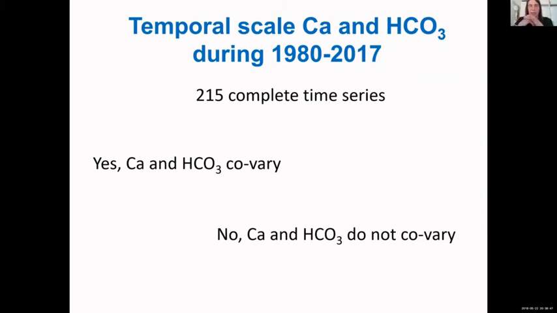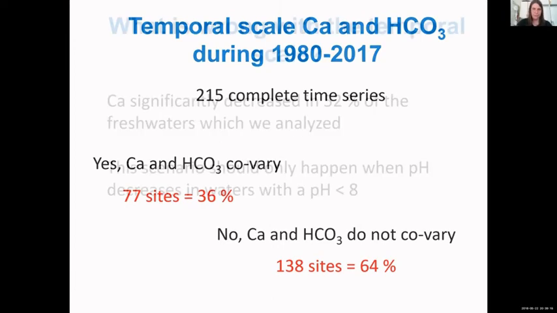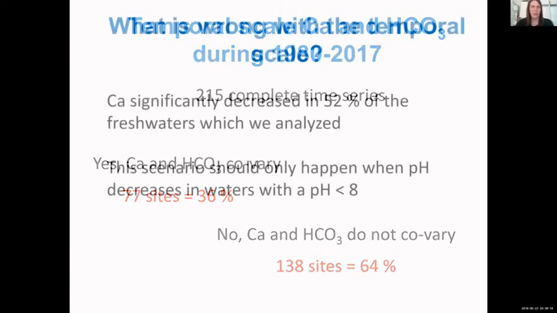Yes, we expected calcium and bicarbonate to co-vary. But it could also be that they don't, if there's something happening on the temporal scale. So let's see what the outcome is. Well, we have 77 sites that actually follow what we expected from the spatial scale, which is 36%. It's not so much. So most of the sites actually don't follow what we see on the spatial scale. They really don't show this co-variation. So something is happening actually on a temporal scale.